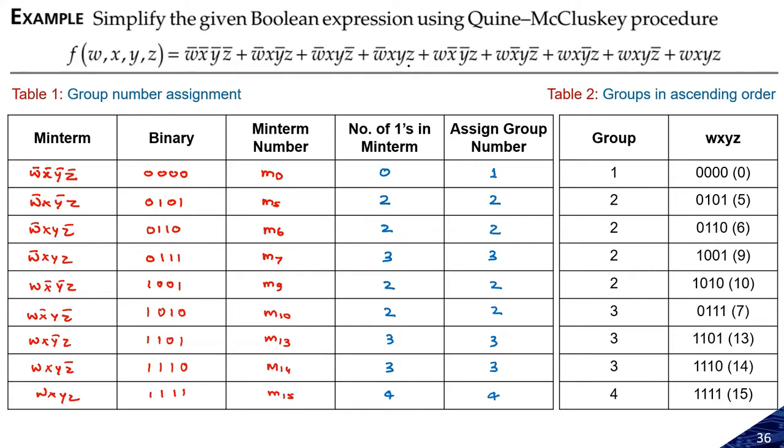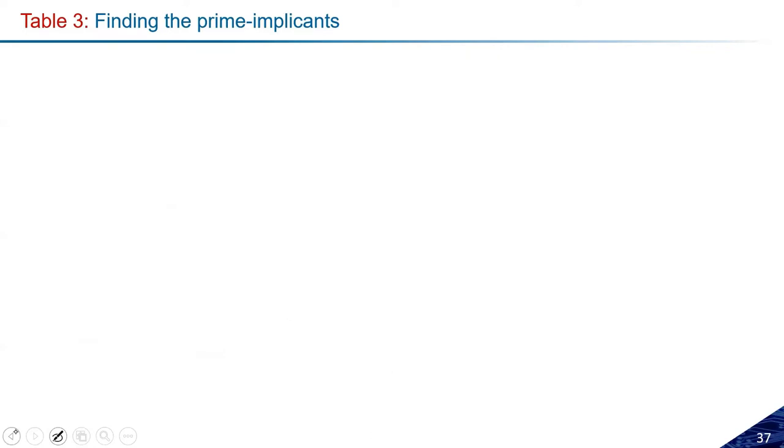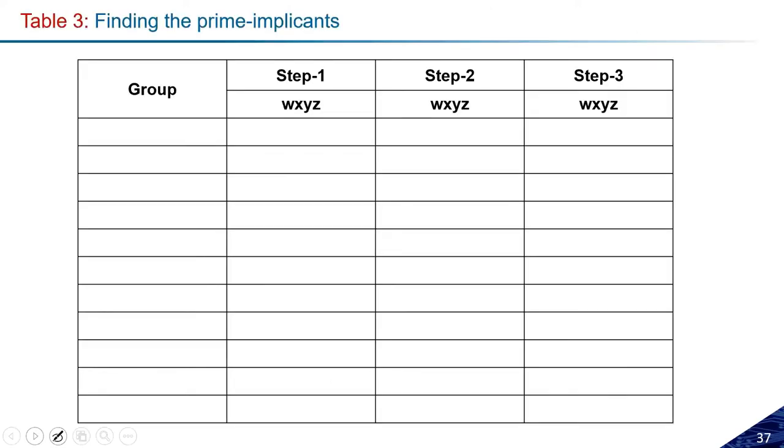Now let us talk about the next step. Once we are ready with the ascending order, the next step is to find the prime implicants. How to find the prime implicants? Let us do it one by one. If you see here, we had four groups. In group one, I have the number 0000. In group two, I have 5, 6, 9, and 10. Remember this, it will be used in the next slide. Group three has 7, 13, and group four has 14. Let us consider those things and try to find the prime implicants.